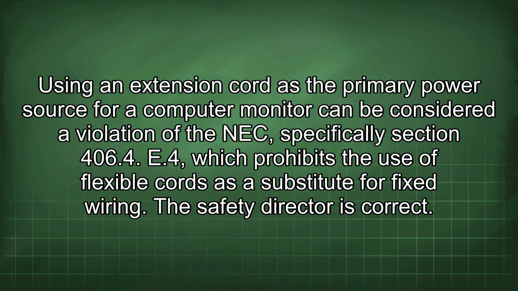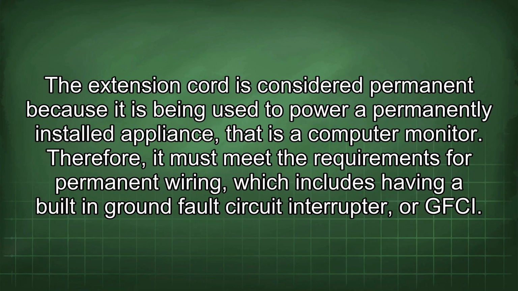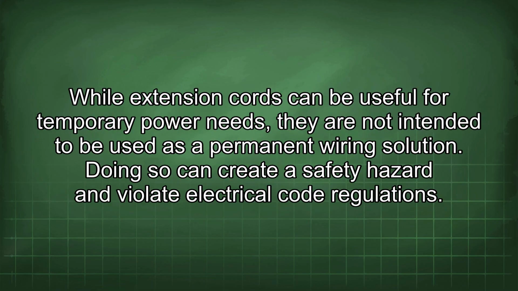The safety director is correct. The extension cord is considered permanent because it is being used to power a permanently installed appliance, that is a computer monitor. Therefore, it must meet the requirements for permanent wiring, which includes having a built-in ground fault circuit interrupter, or GFCI. While extension cords can be useful for temporary power needs, they are not intended to be used as a permanent wiring solution. Doing so can create a safety hazard and violate electrical code regulations.